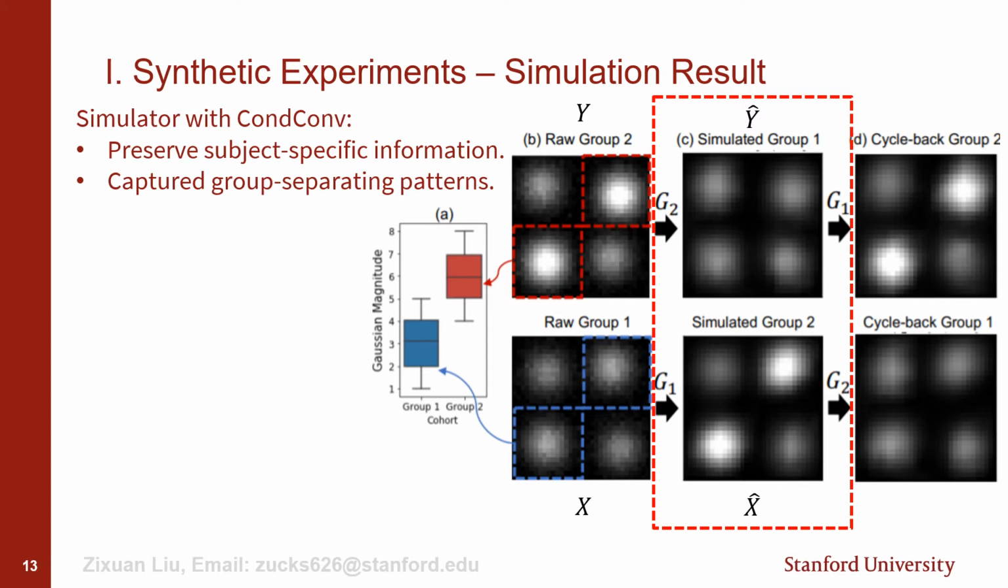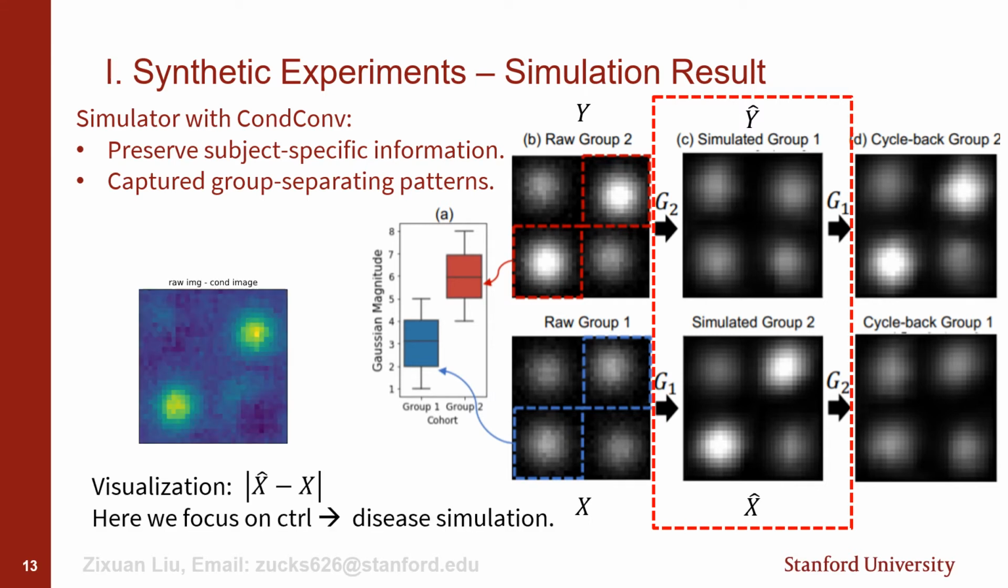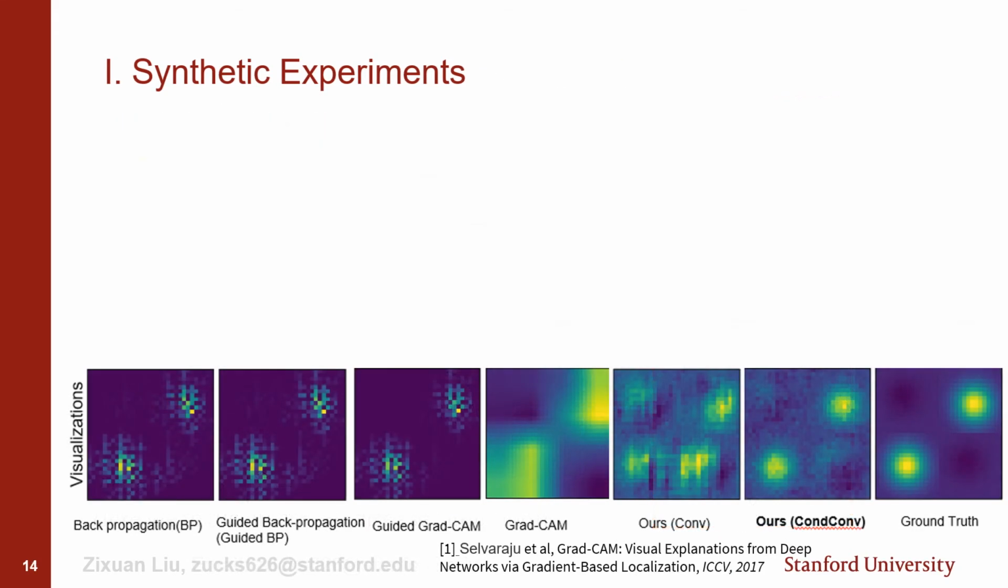To further analyze our results, we generate the corresponding visualization heat map by measuring the difference between the raw control and simulated disease image. Note that here we only focus on the control to disease simulation. We can then compare our generated visualization with ground truth and other baseline methods. Note that all the visualization maps are normalized to the same scale.